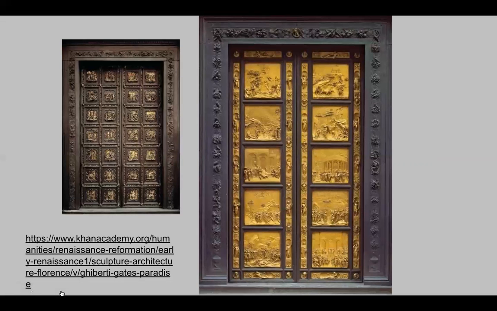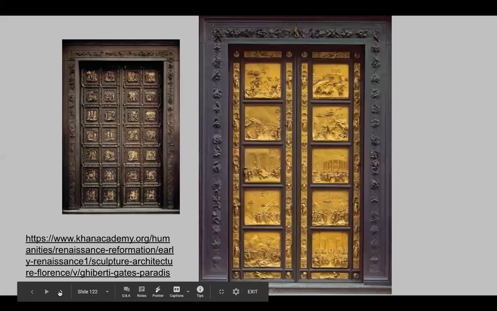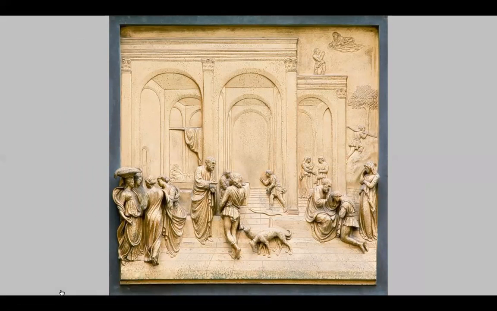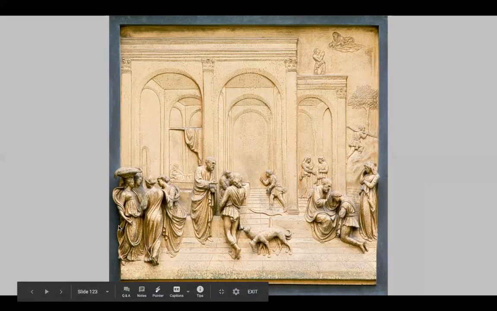This is Ghiberti's Gates of Paradise. Remember, he won this commission over Brunelleschi. If you look up close, in some of the panels, you can see elements of early Renaissance characteristics. Notice the perspective to show the depth, right, in the architectural relief, but we also have classical drapery, focus on anatomy, look at those legs, right?